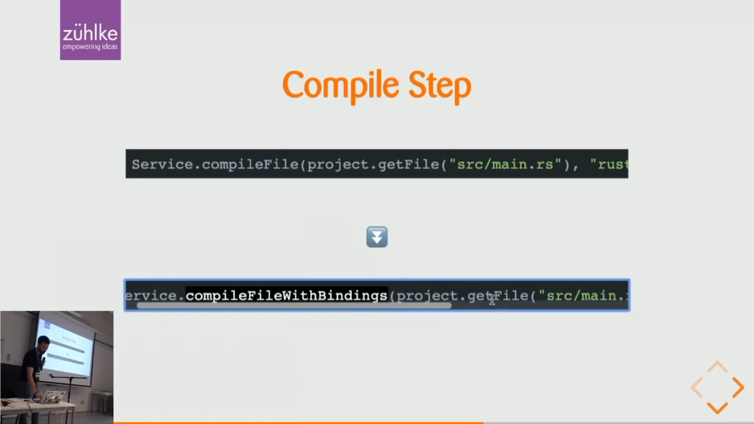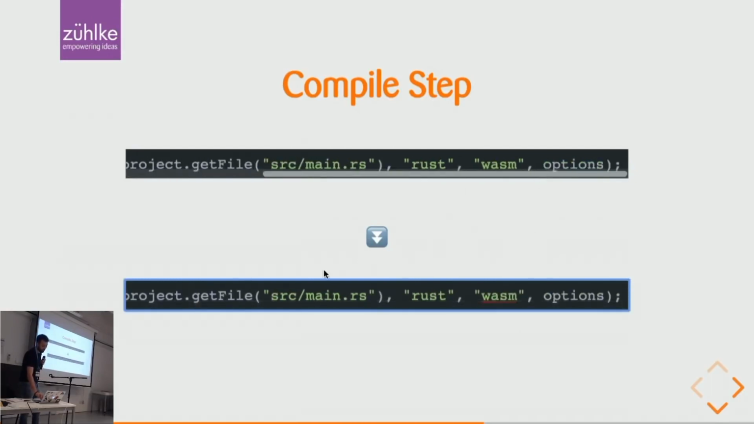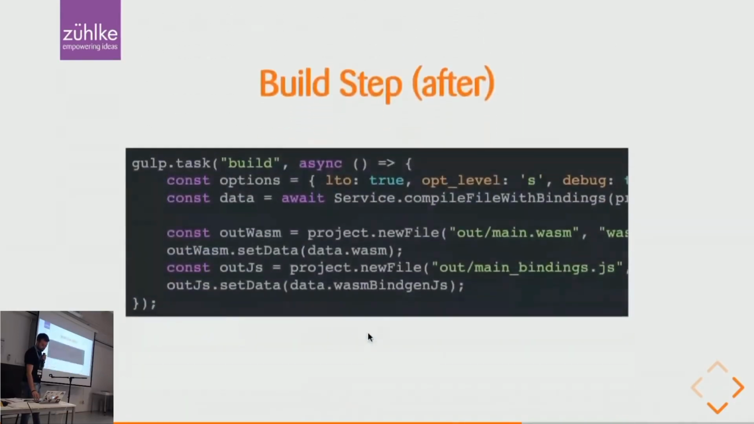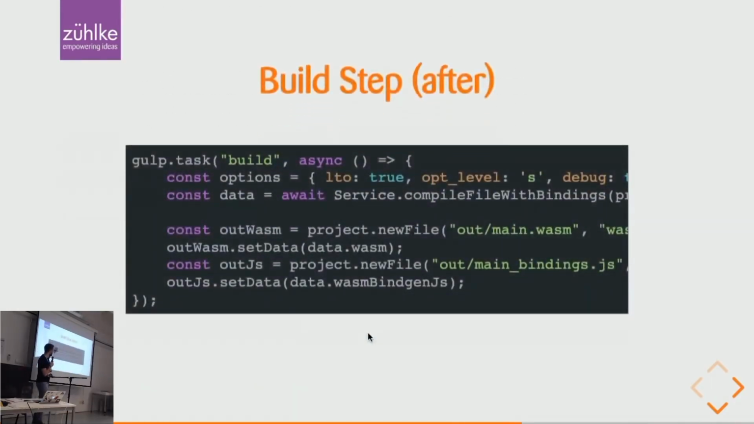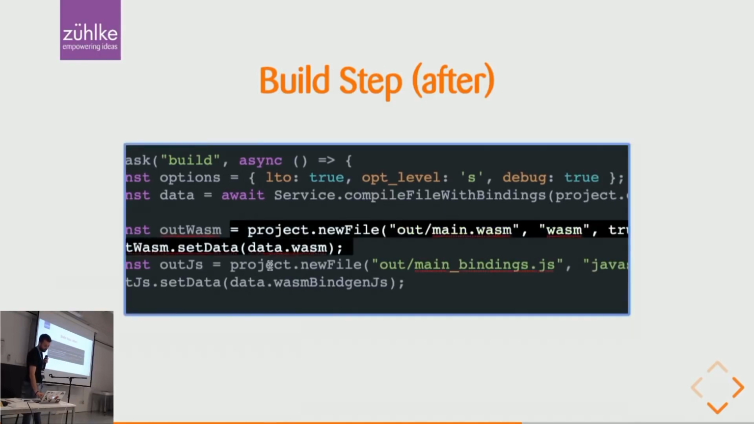So what that does is, back here we have the same call. We say we enter main Rust, it is Rust code, you have to generate WASM code, and the same options, but the return type is slightly different. Because before we had this data object and we would just say WASM set data. But now that data object has two properties on it. One is wasm, this is the binary, and one is wasm_bindgen.js, sorry, wasm_bindgen. So we create two files here. So this is the basic difference.